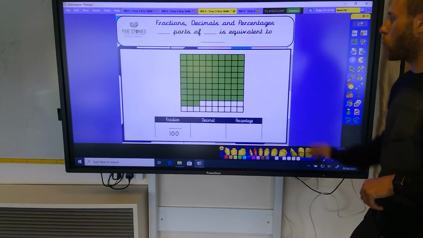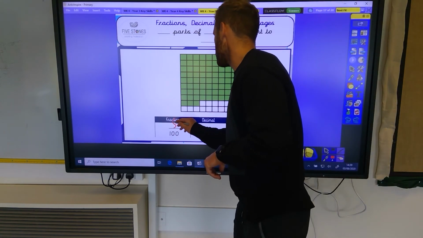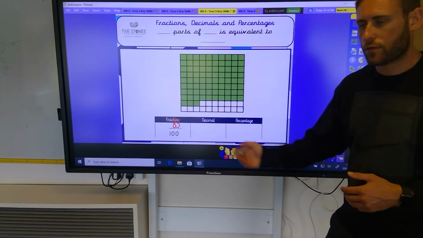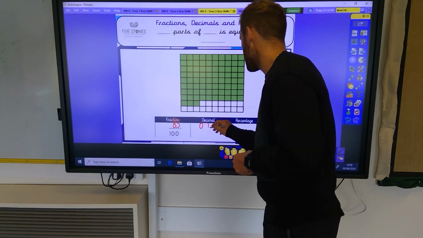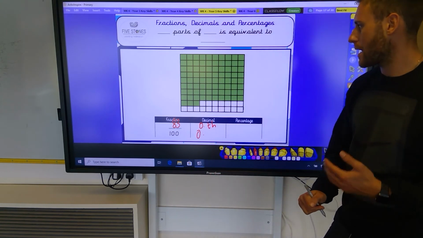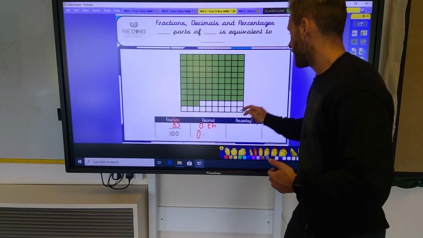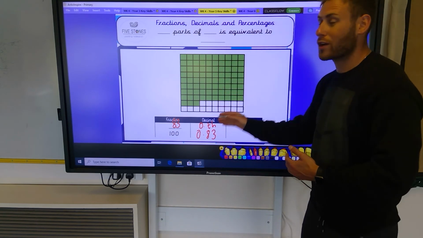Great, so how many of the 100 squares can we see coloured in? We can see 83 hundredths. It's written as a fraction. Our decimal, remember, ones, tenths, hundredths. No whole ones. How many tenths have we got? 8 and 3 hundredths. Or we've got 83 hundredths.